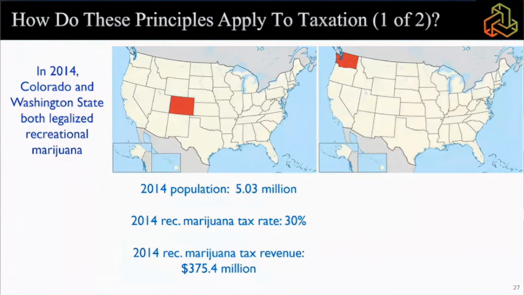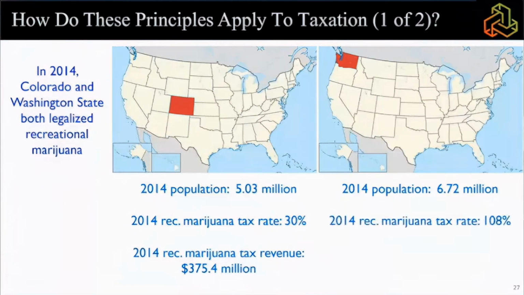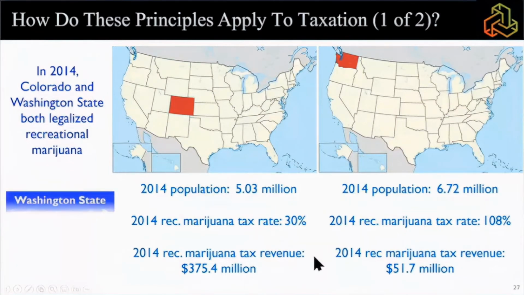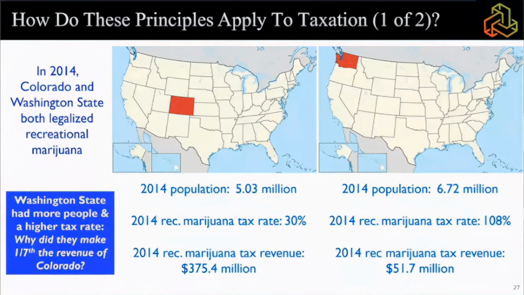Now, the good state of Washington has about a third more people. And this is not a typo, ladies and gentlemen. They had a tax rate of over 100% when they first initiated this legal recreational marijuana. And at the end of the year, their revenue was about a seventh of what Colorado's was. Well, you might ask yourselves, why was that?